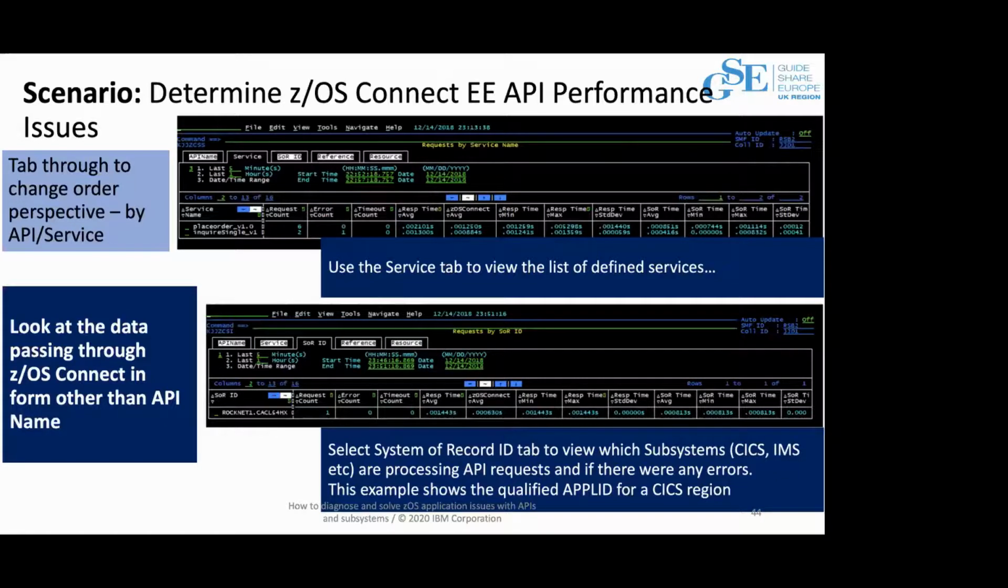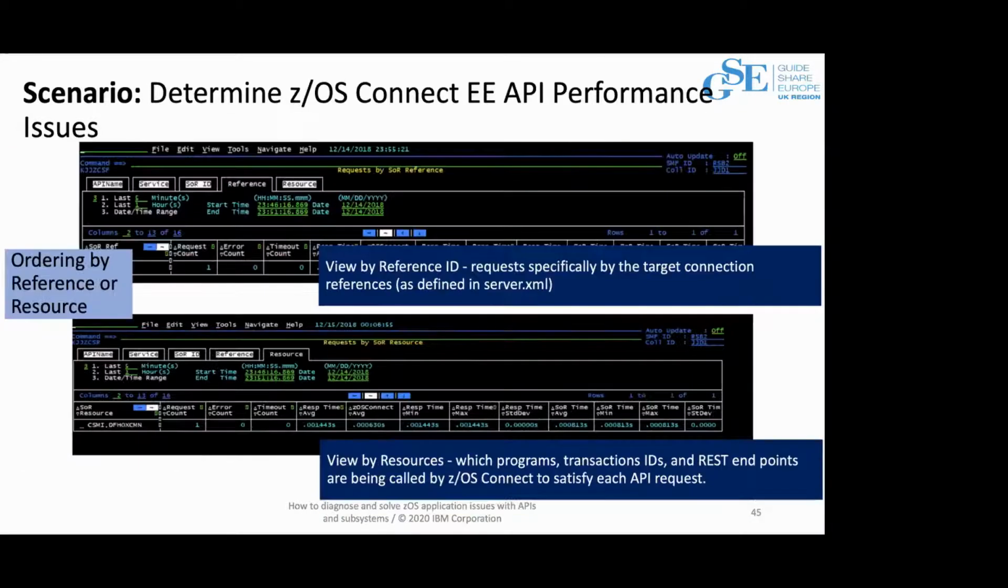Here, if you want to look at system of record ID, you can look at which KICS region is being used. In this case it's the applet of the KICS region, but you can sort by KICS region in that case. Also, you can look at the reference that's configured within the server.xml if you want to look at the reference ID.